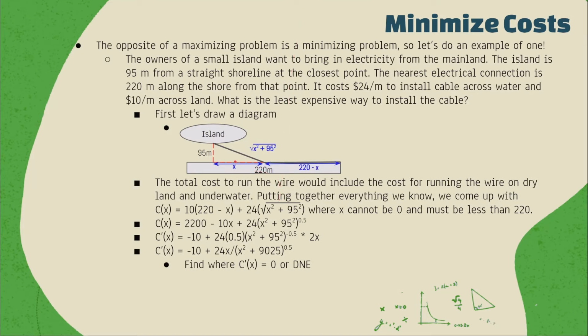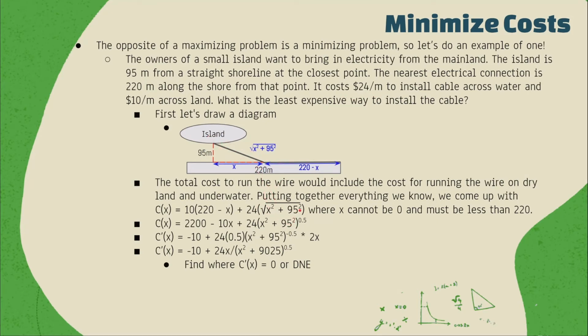Now we need to figure out the total cost it would take for us to run the wire inland and on the shore, right? So putting together everything we know, we could express it as the following function. So c of x is equals to 10 times 220 minus x. So $10 on land times how long the land is, plus the cost of running the wire over water times how long the cable is over water.